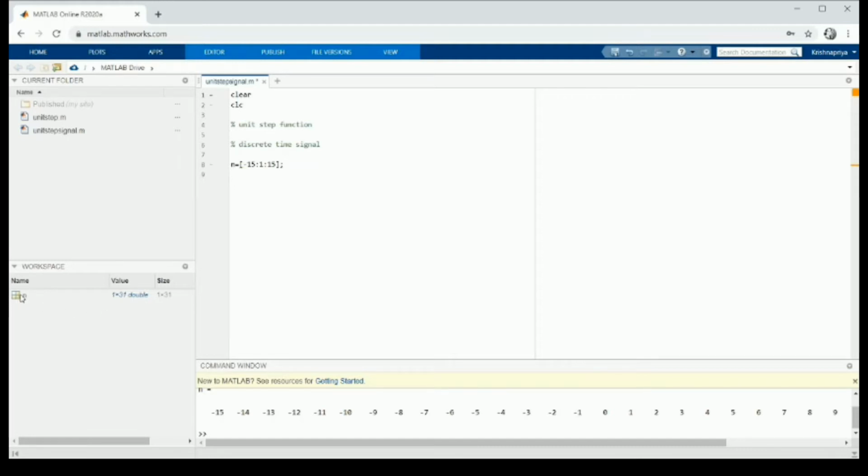Here the dimension of the variable n is 1 by 31. That is, it has 31 instances, of which 15 instances are from minus 15 to minus 1, and the 16 instances are from 0 to 15. So how many zeros and ones do we have in the output graph?